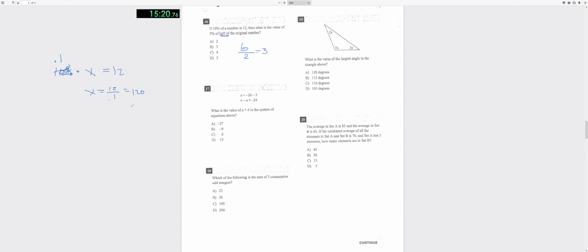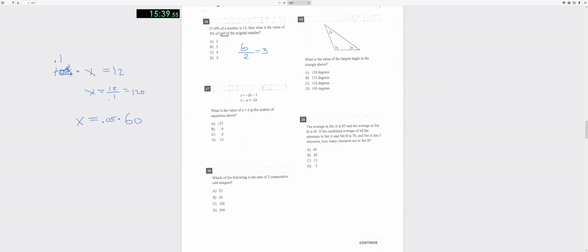Now we want to know 5% of half of the original number. All right, so half of the original number is 60. And we want to know what is 5% of that half of the original number. So 0.05 times 60, and that should give you 3.